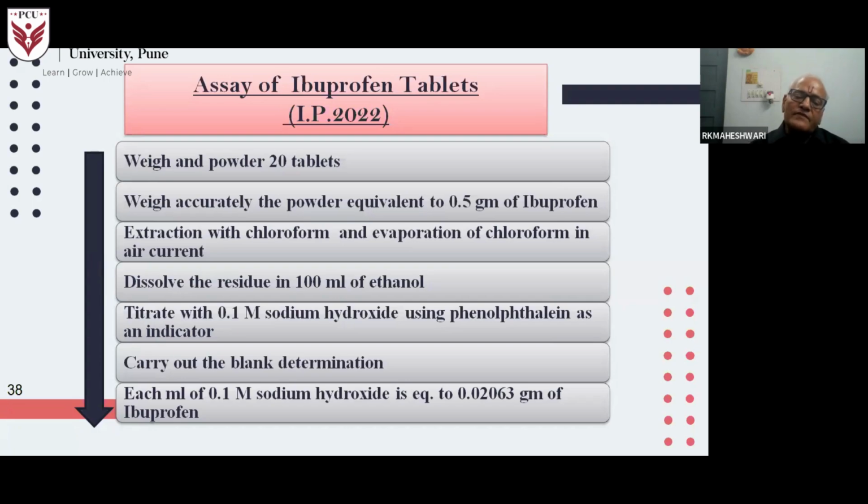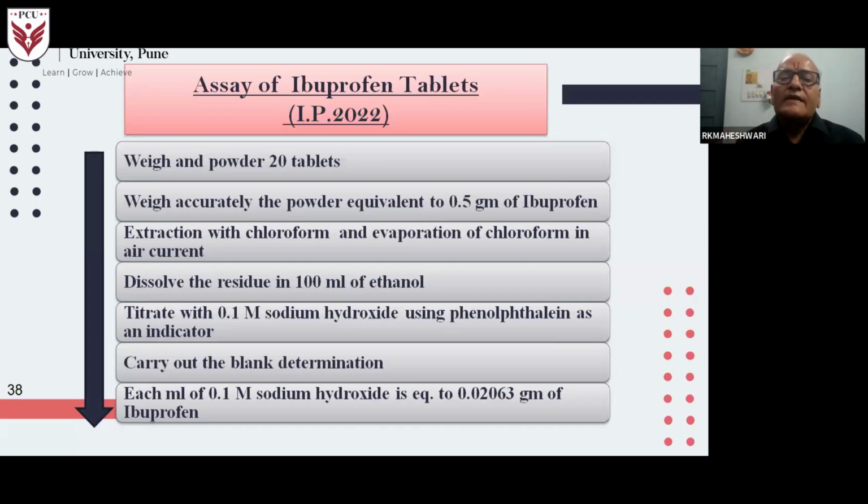Then IPBP says to remove the chloroform in an air current. When most of the chloroform is evaporated out, you get a residue, and that residue is dissolved with the help of ethanol. This is the second solvent involved in the IPBP method. After dissolution of this semi-solid mass, the residue, in ethanol, then naphtholphthalein is added and titration is performed. The content factor is given: each ml of 0.1 molar is equal to this much, and you can find out the drug content.